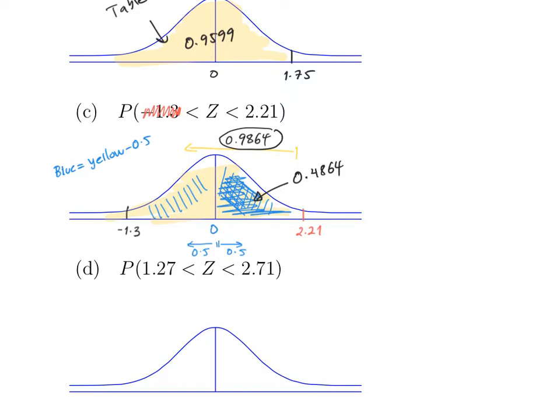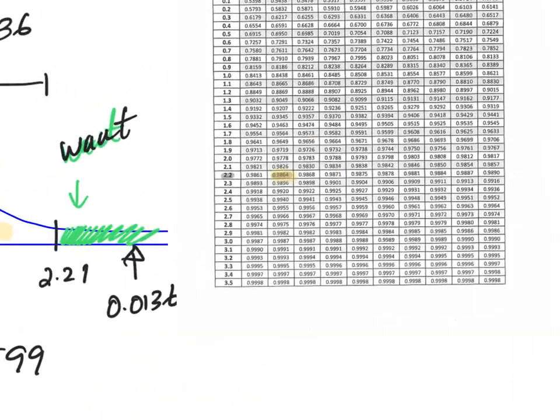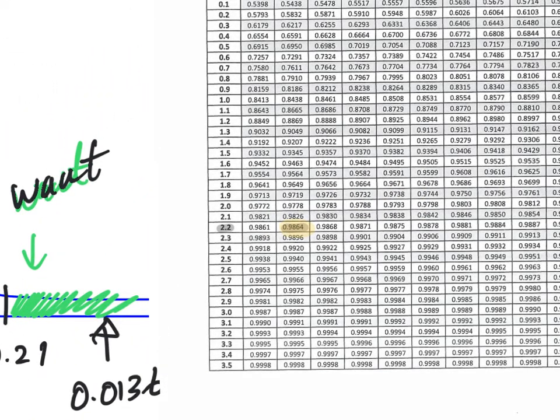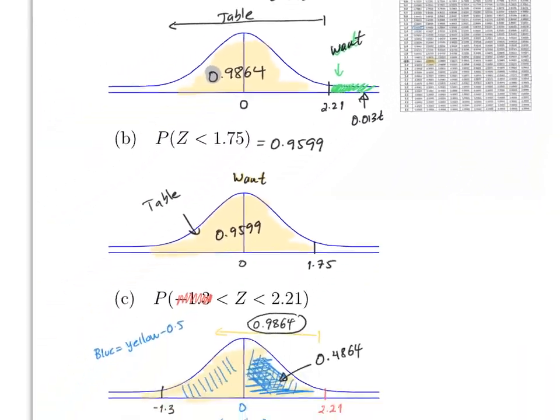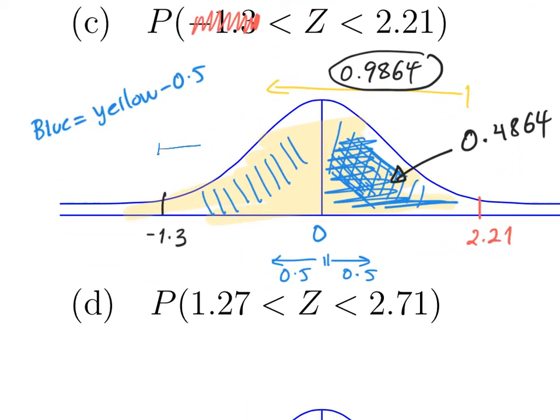So therefore, this blue part from here to here is 0.4864. Now, like I told you before, the table doesn't have negative values, but that doesn't matter. By symmetry, you can find the values. So if you look at 1.3, the area for 1.3, as you can see, is 0.9032. So that means that from here all the way to infinity, this is going to be 0.9032, which is the yellow area.